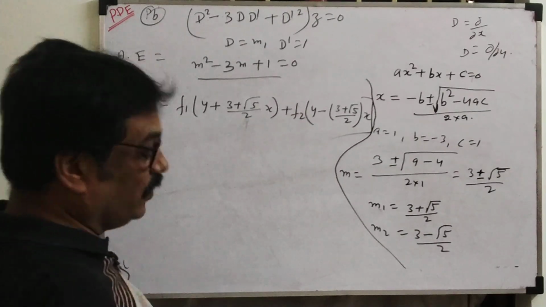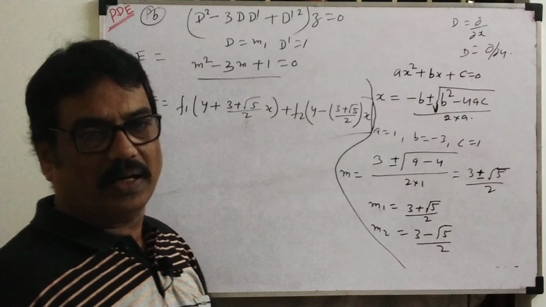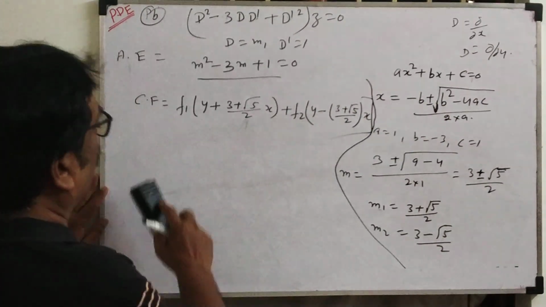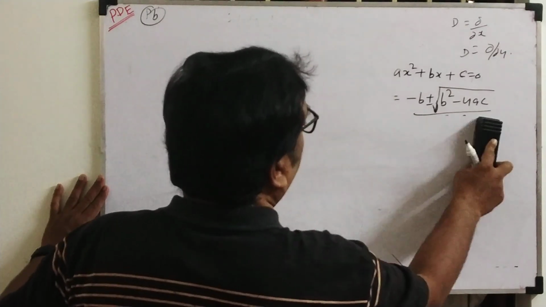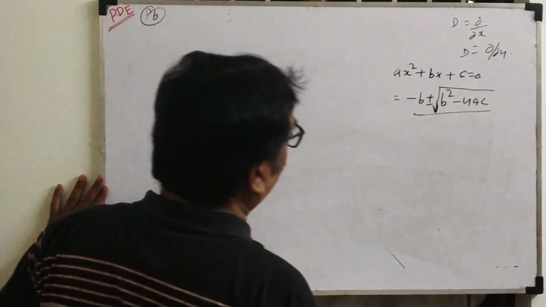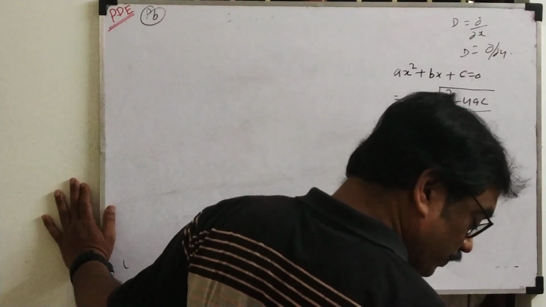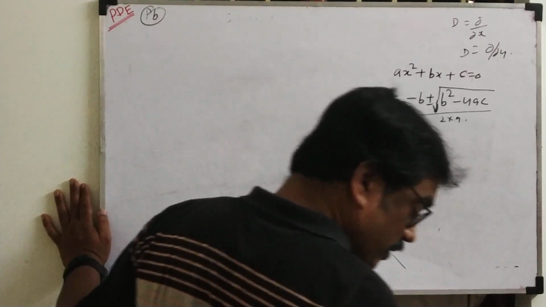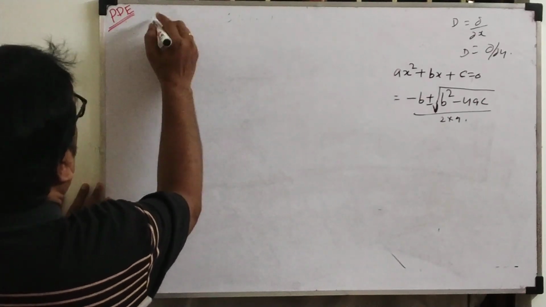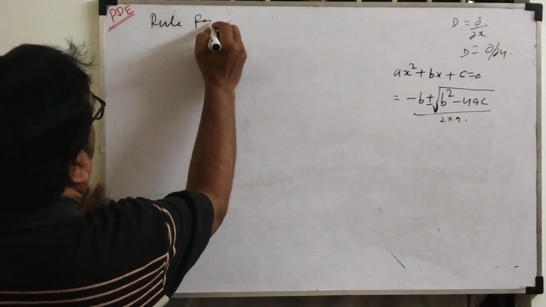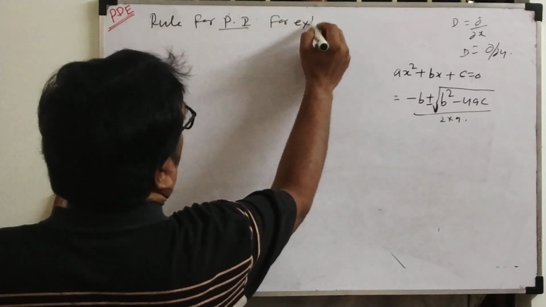Okay, now I will go to the first problem type, where some terms will be on the right side, and that will be the exponential part. So we'll take a simple question now. This formula should be here; if you use it, I will do it. So we'll take the first rule, the rule for PI, the particular integral for an exponential term.